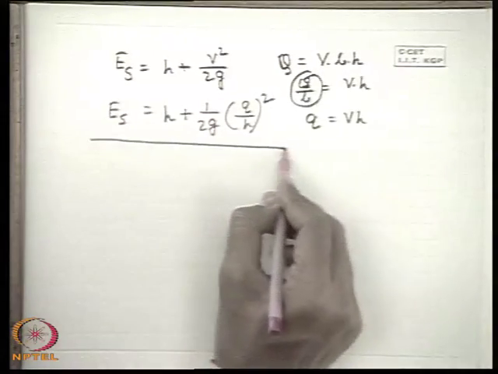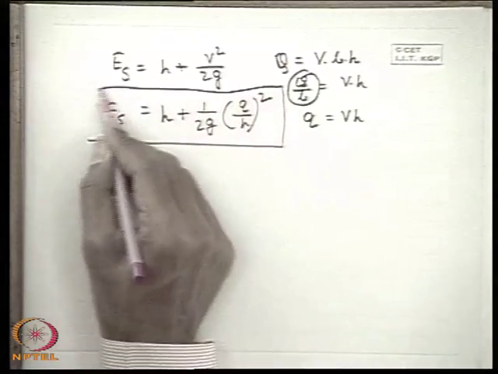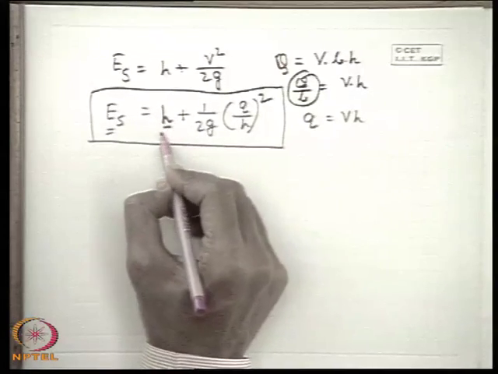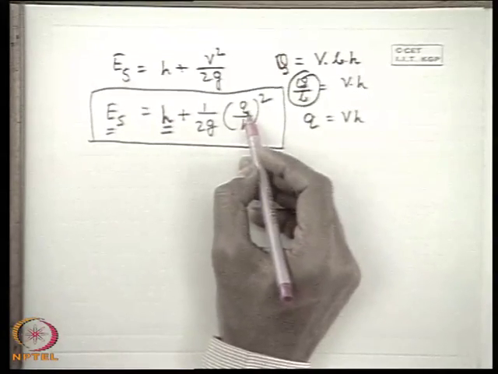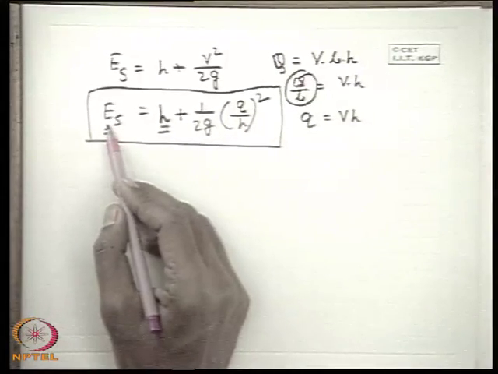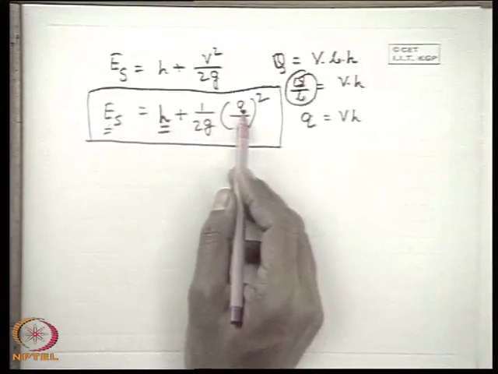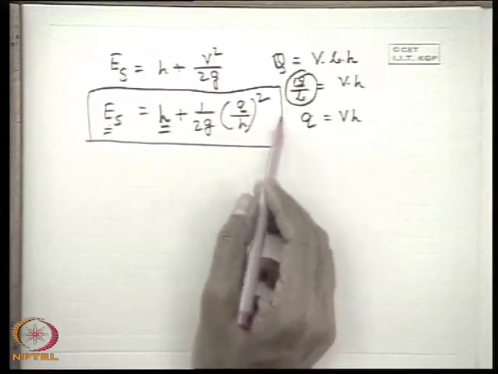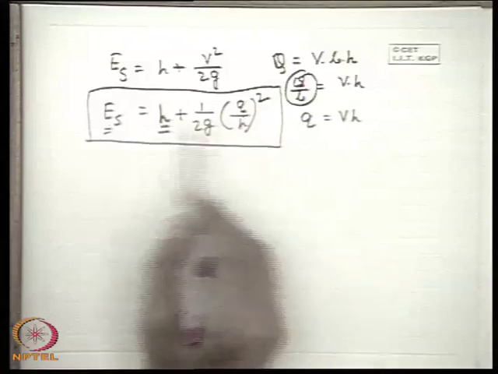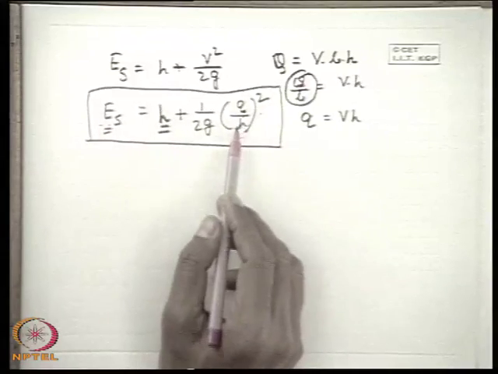So this is a very important relationship among the specific energy, the depth of flow and the flow per unit width q. Now in this equation we see there are three variables, ES, H and q. So obviously, from basic mathematical sense, out of these three variables two are independent and one is automatically fixed by this equation. All right.